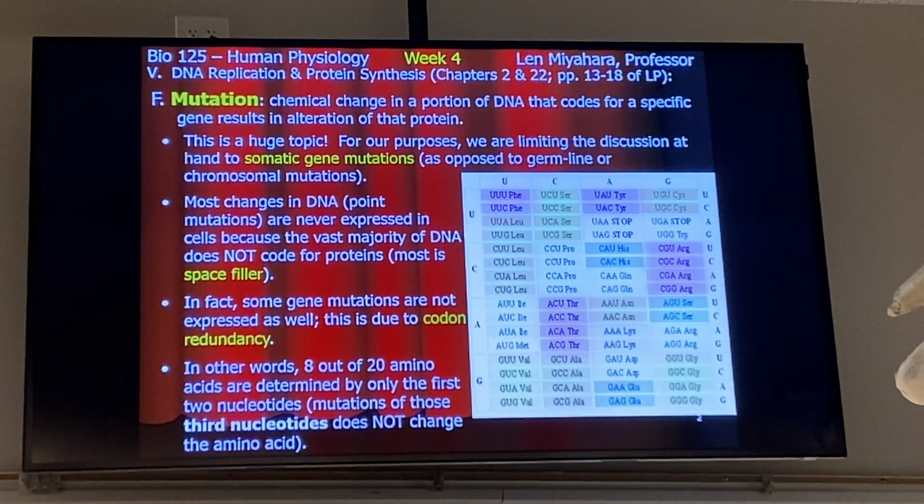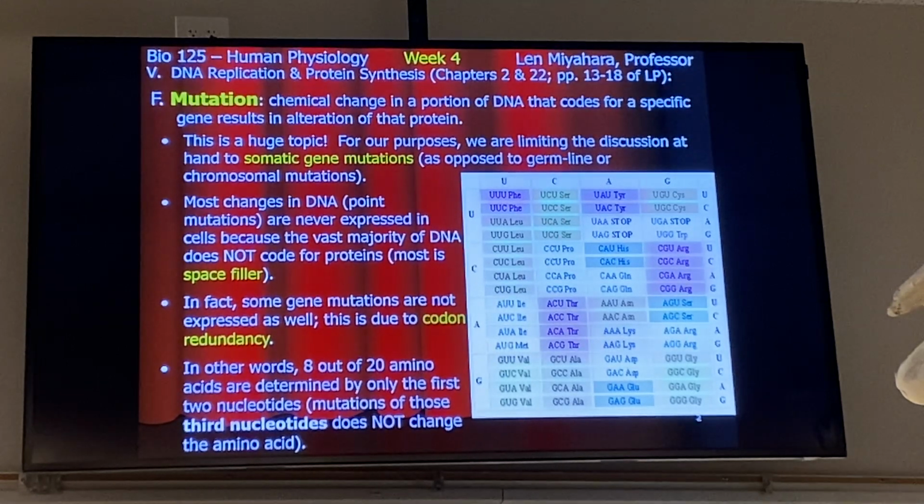Somatic mutation means it doesn't involve the gonads, and so that's just your problem. You do not pass somatic mutations onto your kids. A good example of that would be cancer. Cancer is actually multiple mutations, but that's yours. You don't pass it on. There are a couple of really rare exceptions, but by and large, you do not pass on cancers to your kids.